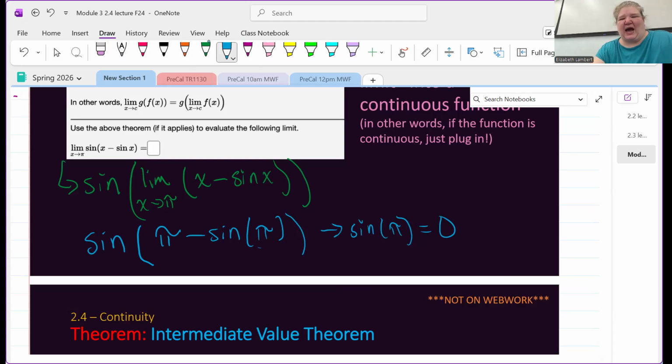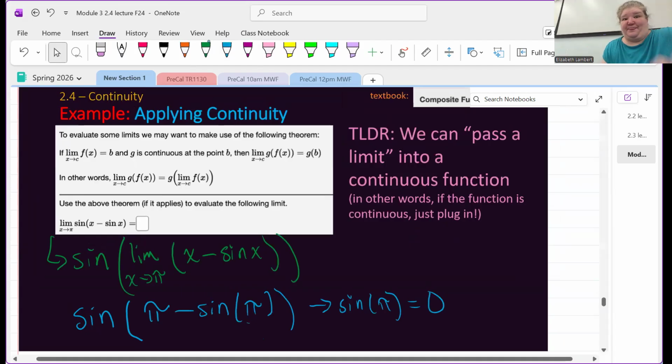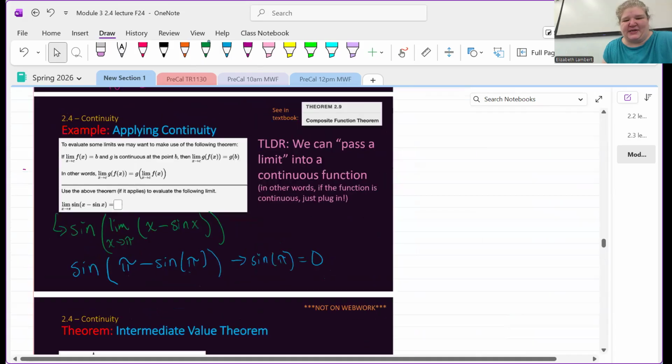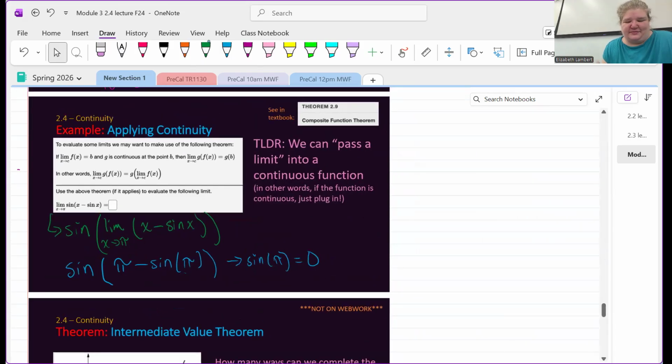Now, this is something we already intuitively do, just from our limit laws, knowing that the limit distributes across addition, subtraction, constant multiplication. A lot of people will just automatically assume this works without it being formally stated. So basically it works as long as we're not looking at a weird asymptote.